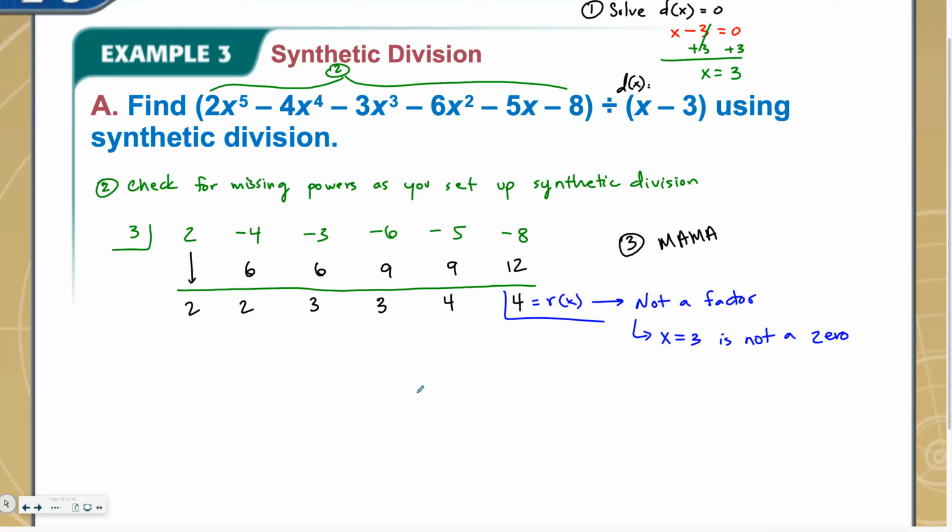Okay, so to finish up synthetic, there's a 4th step. Step 4. I usually write it right up here. Step 4 is you divide the quotient by whatever coefficient is in front of x right here. In this case, how many x's do I have? Just right there. I just have 1. So everything would get divided by 1.